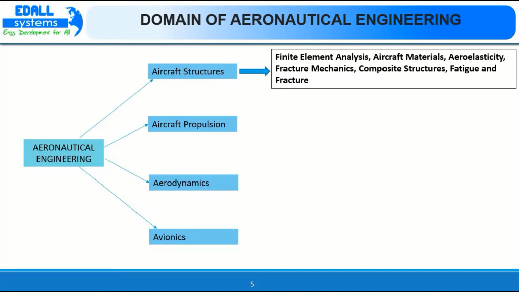Then it is fracture mechanics. Then we have composite structures. Nowadays, aircraft are mainly made of composite structures, which are very advantageous compared to standard metals like aluminium. Then we have fatigue and fracture. These are the sub branches under aircraft structures. Aircraft structures include all these topics, which will help to understand the structure of an aircraft very well.